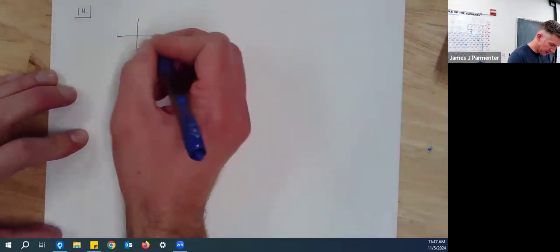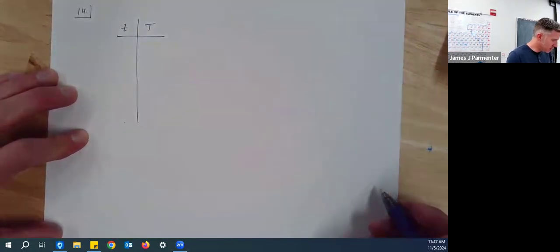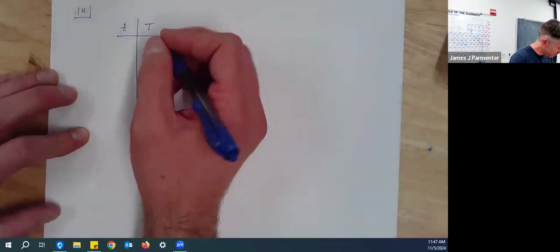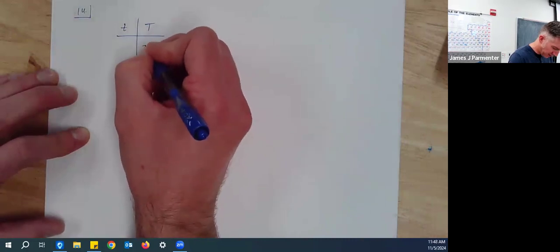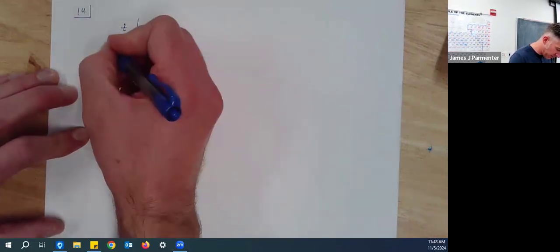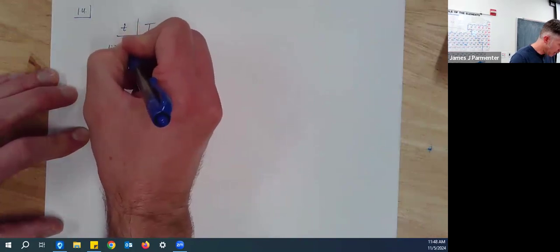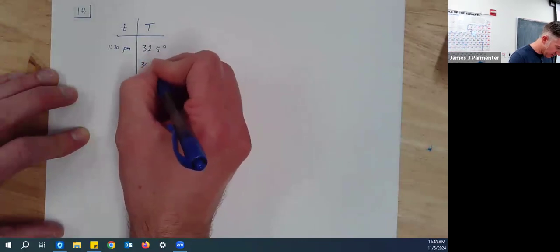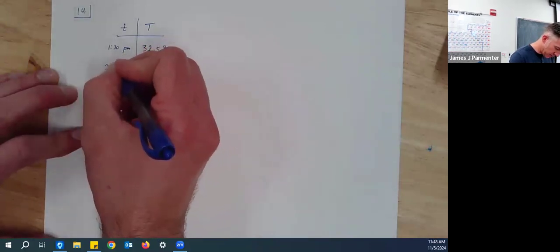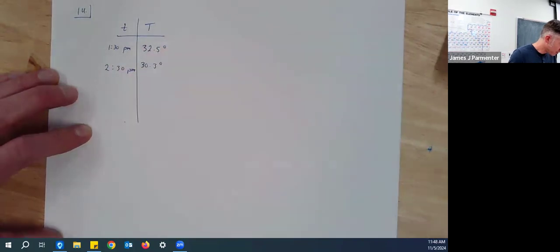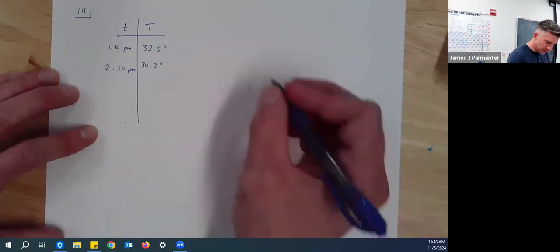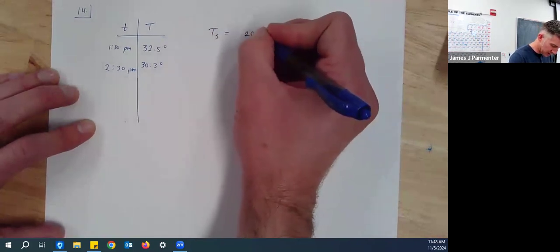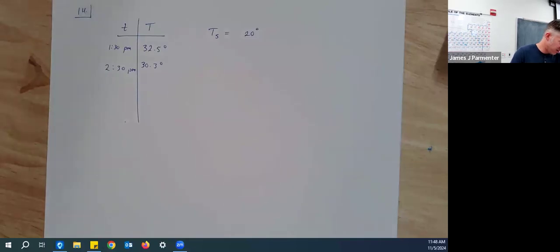So we know that the temperature of the corpse was 32.5 degrees centigrade, or Celsius, whatever that C means, at 1:30 p.m. and 30.3 degrees, so it's cooling, 1 hour later at 2:30 p.m. The surrounding temperature, which we typically call TS, was 20 degrees centigrade, Celsius. Aren't those the same? Probably.